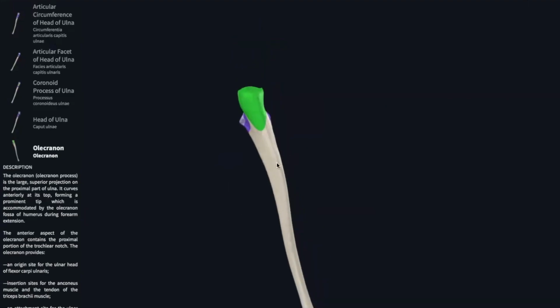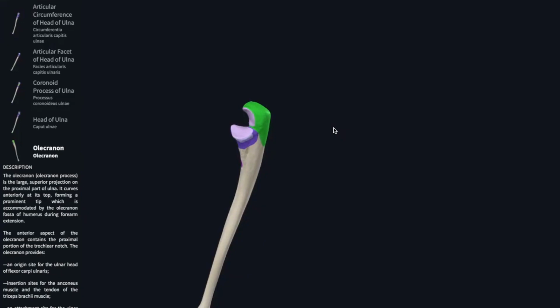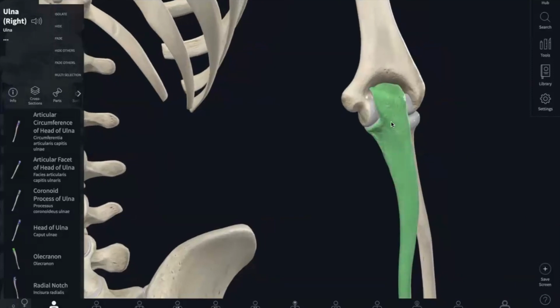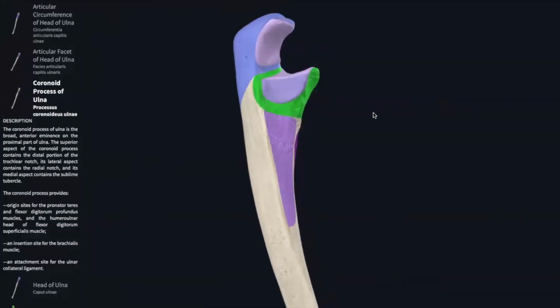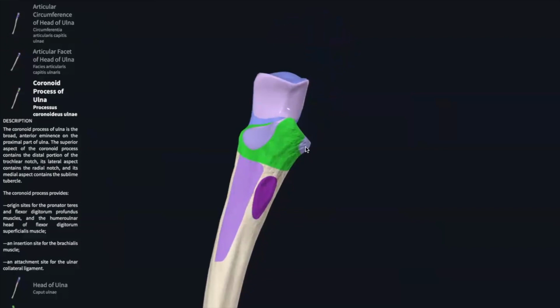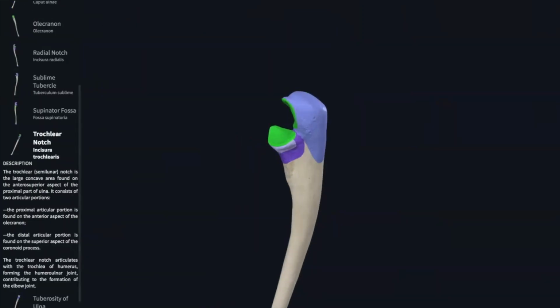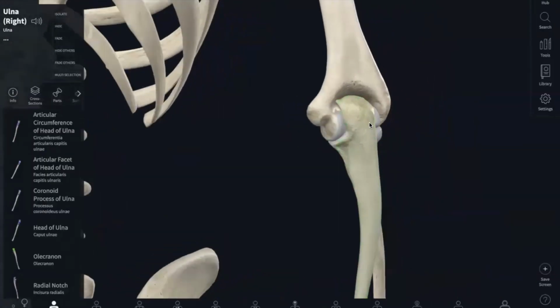As you can see, it took us to the posterior side of your ulna. It fits right into the olecranon fossa of the humerus. We can see it right here, the olecranon, fitting right into the olecranon fossa of the humerus. Next, we can see the coronoid process right here, highlighted in green. Next, we have the trochlear notch. And if you remember, the trochlea is on the humerus.